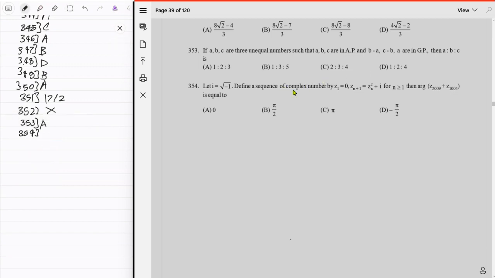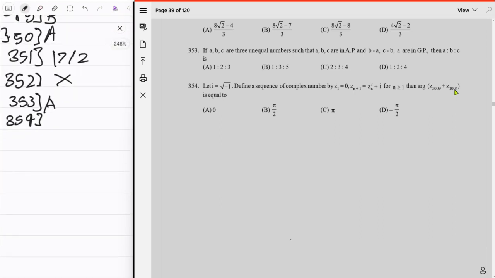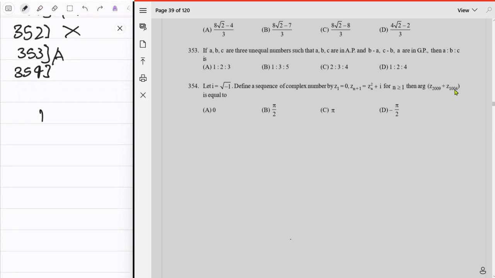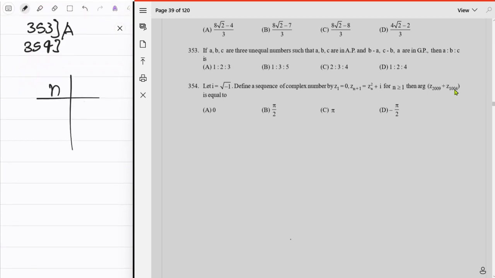That i equals root of negative 1, define a sequence of complex numbers by z1 is equal to 0, z n plus 1 equal to z n squared plus i for n bigger than or equal to 1. Then argument of z 2009 plus z 1004 is equal to, so z square plus n square plus i, right? You start from 0. Okay, let's actually figure out if there is some pattern. So we will just do the thing, n values, right, and z n values. So start with n equal to 0. Just did not give it to us either.